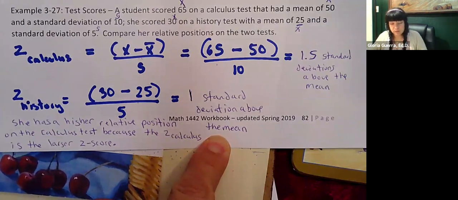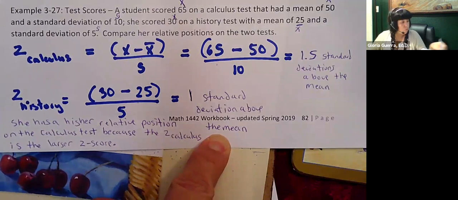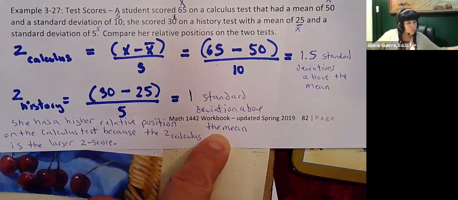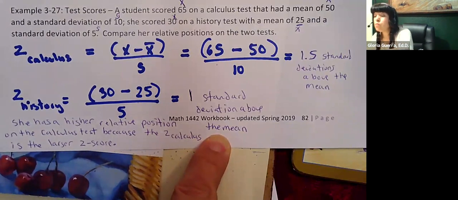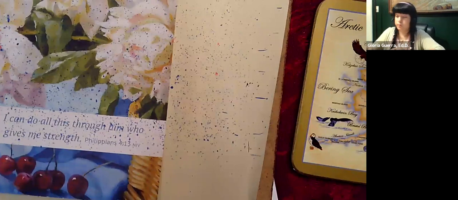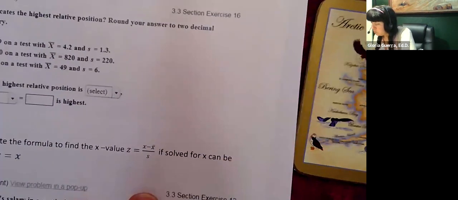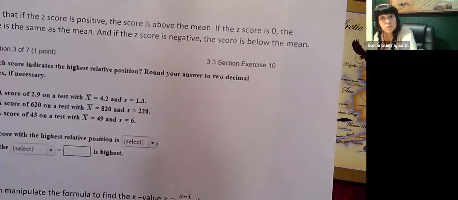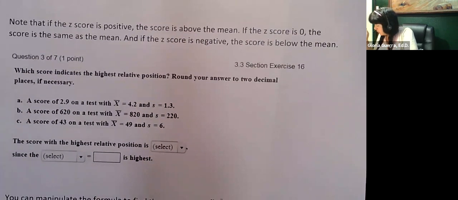Okay, so now let's see what else they have. So let's go to the next page. We got that written down. If not, you can always pause the video and then continue when you're done. Okay, so let me see. This is on page 83 of your workbook, 83.